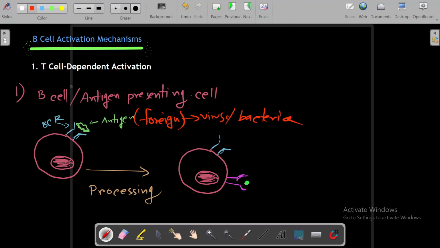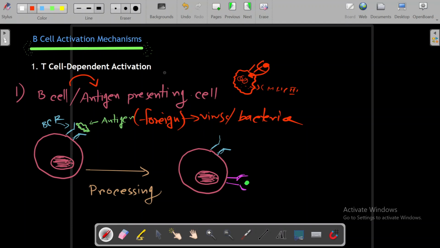B cell is called an antigen presenting cell because B cell can present the antigen. Antigen means the foreign antigen that B cell can engulf. Mainly, B cell can take the virus particle into its own cell, and then it fragmentizes this virus particle. Then it can show these fragments on its surface by MHC class 2 molecule. So for this reason, B cell is also an antigen presenting cell.